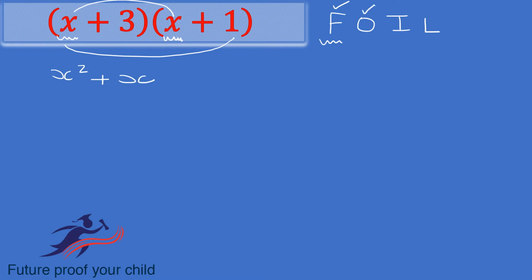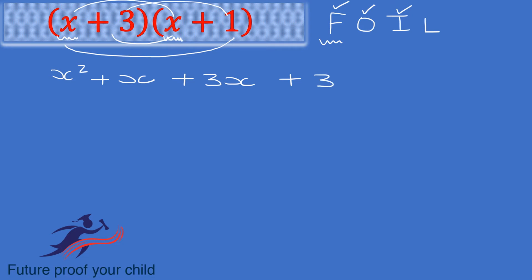The I stands for the two inner terms. So that will be the positive 3 and the x. Positive 3 times x is positive 3x. The L stands for the two last terms. So positive 3 times positive 1 is positive 3.